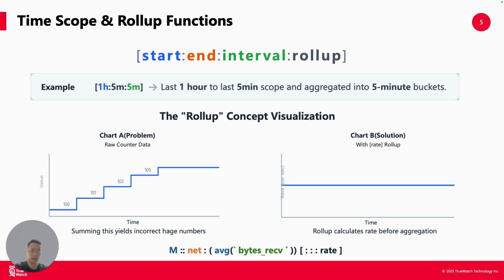The next is rollup. Rollup changes how we handle the data before we aggregate. For counter metrics, raw values only go up, and a simple sum or average can be misleading, right? So using rollup converts the counter into a per-second rate first, and then we aggregate. This is why the resulting chart is correct. So use time scope to control windows and the resolution, and use rollup like a rate to get correct numbers for counters.